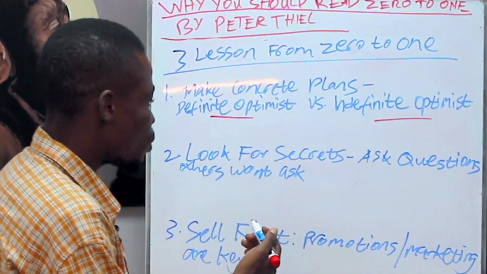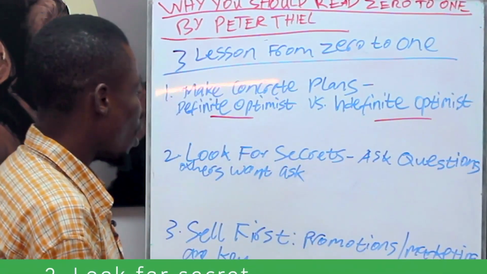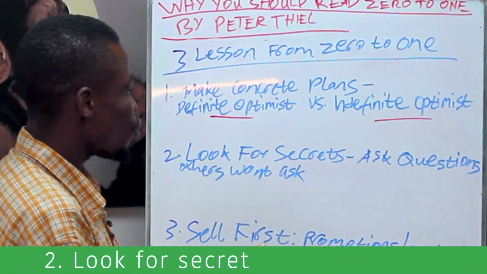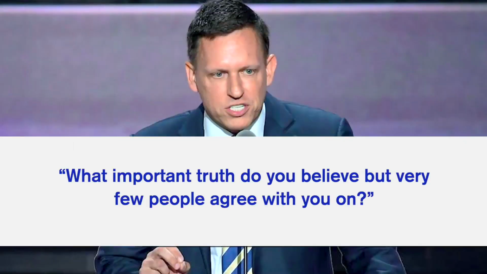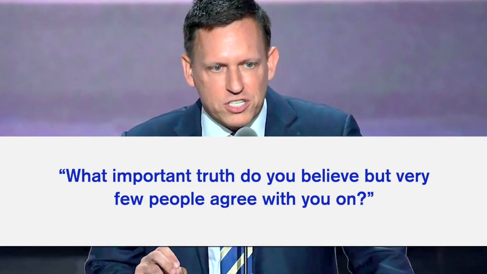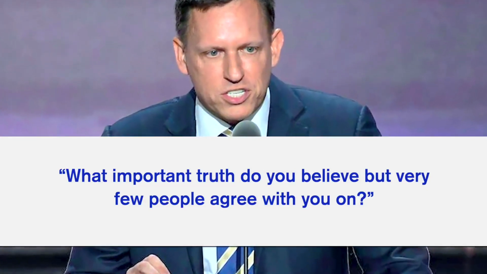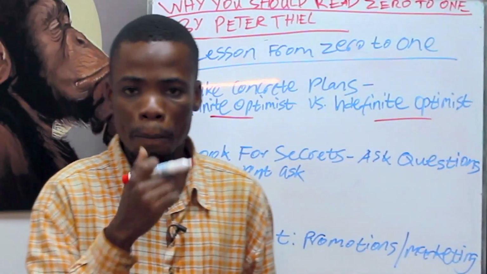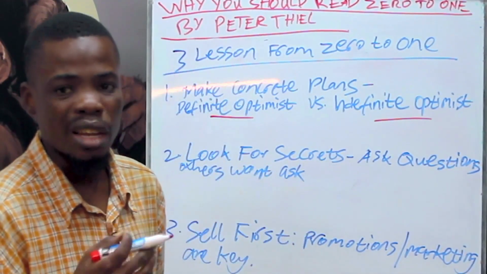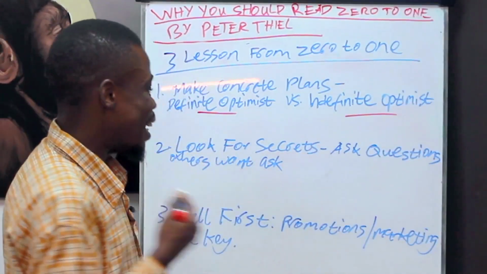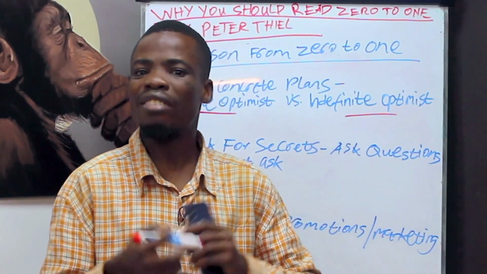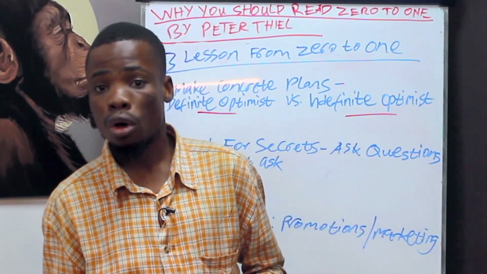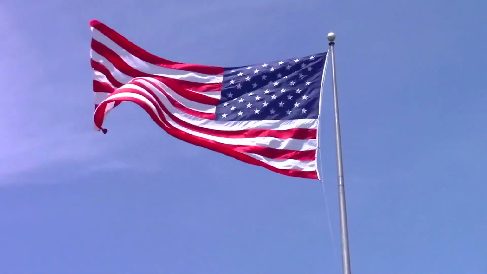And then the number two thing I would say I learned from this book is looking for secrets. Look for secrets. Now, Peter Thiel says whenever he's interviewing someone for a job, he likes to ask them, what important truths do you believe but very few people agree with you on? Right? What do you believe to be true but other people disagree with you on? And that is how to look for secrets. You have certain beliefs. Now, not the general belief that maybe there is God, or America is the best country to be in the world.